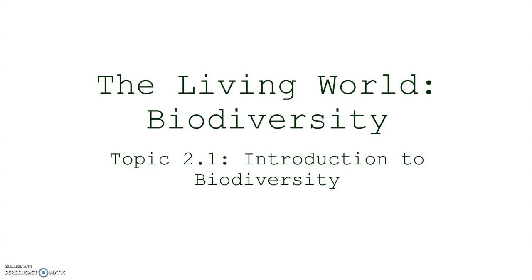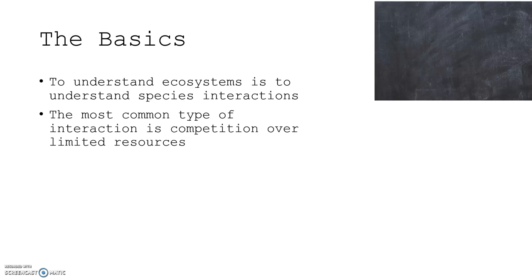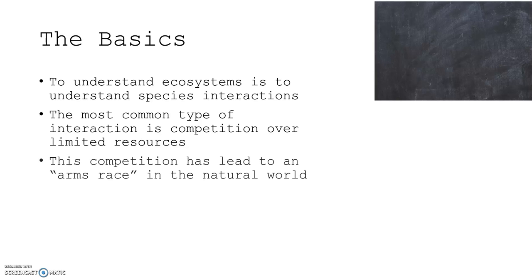Living World Biodiversity. This is Unit 2, Topic 1, and we have a lot to cover in this presentation today. So let's start with the basics. To understand ecosystems is to understand species interactions. And the most common type of interaction is competition over limited resources, and we'll talk about some of those competitions and some of those resources today.